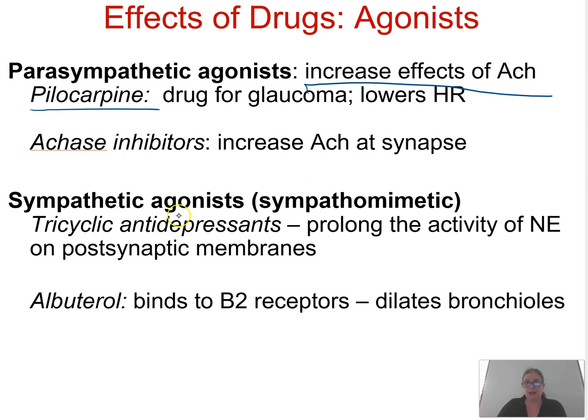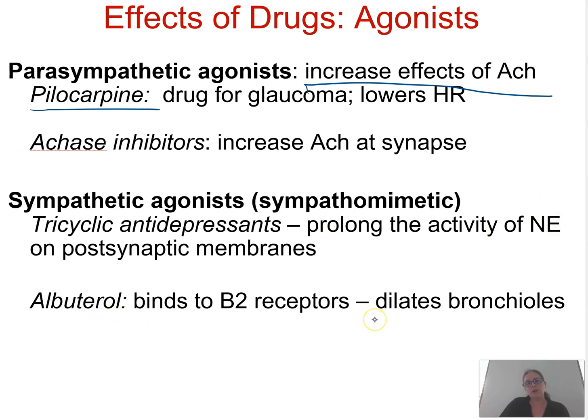There are sympathetic agonists. So again, these are things that are going to enhance norepinephrine and epinephrine, or they basically mimic them. So they're called sympathomimetic drugs. Don't worry, you don't have to say that. But these are agonists. So we already talked about the tricyclic antidepressants. Remember, they affected norepinephrine, dopamine, and serotonin. Well, they block reuptake and keep norepinephrine in the synapse longer. So that's considered an agonist.